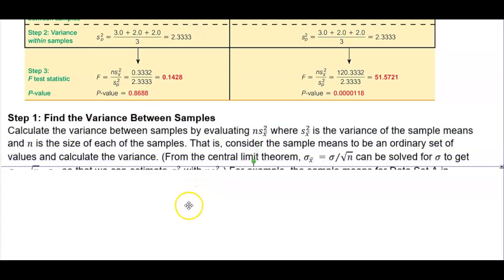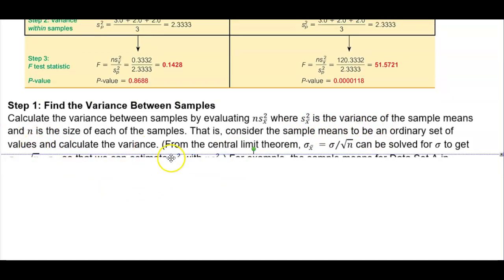Okay, now, if we want to find the variance between samples, what we just did above there, again, we're going to calculate the variances between samples by evaluating n times the sample variance of the means, where again, this represents the variance of the sample means and n is the size of each of the samples.